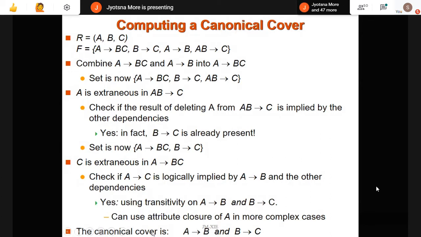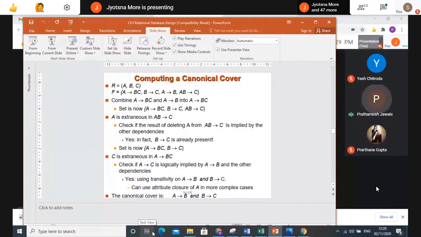Clear everyone? Any doubt in this? Ma'am, will you repeat? Yeah.